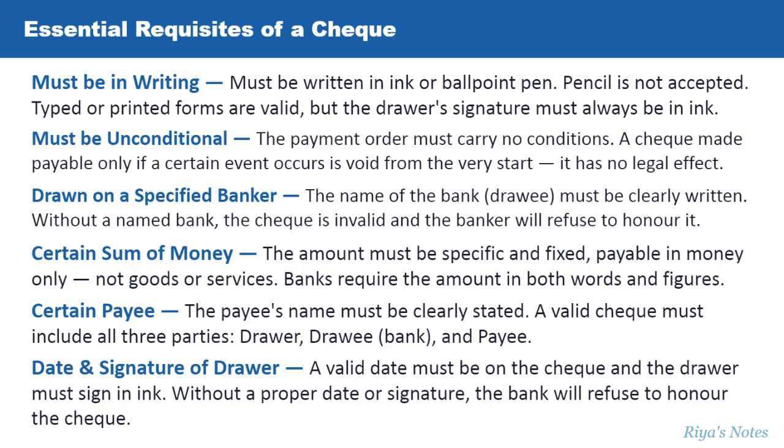Certain sum of money, the amount must be specific and fixed, payable in money only, not goods or services. Banks require the amount in both words and figures. Certain payee, the payee's name must be clearly stated. A valid check must include all three parties, drawer, drawee, bank, and payee. Date and signature of drawer. A valid date must be on the check and the drawer must sign in ink. Without a proper date or signature, the bank will refuse to honor the check.